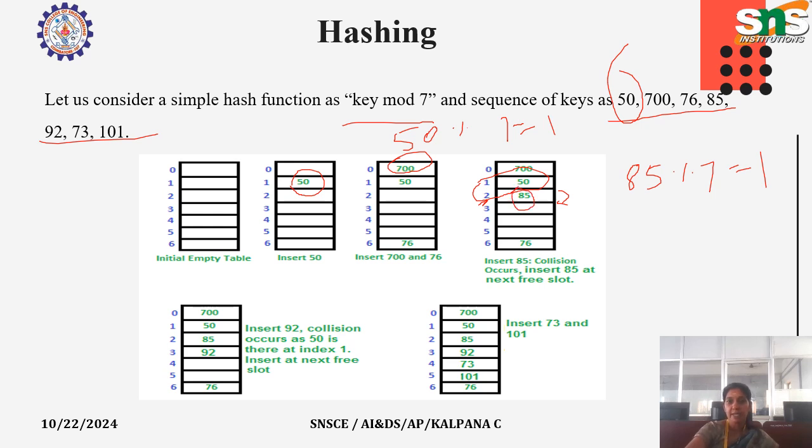In the same way, the next value is 92. Again 92 modulo 7 gives 1, and position 1 has the value 50. So I have to search for the next free slot. The second position is also occupied by 85, so the next free slot is at the third position. At the third position I insert 92. In this way we can use the linear probing method to avoid collisions.